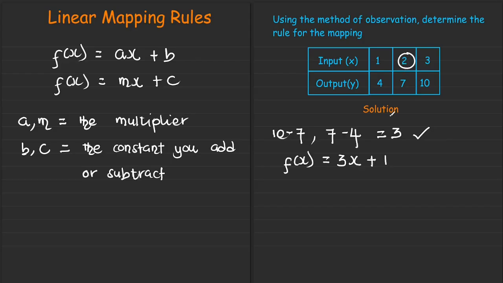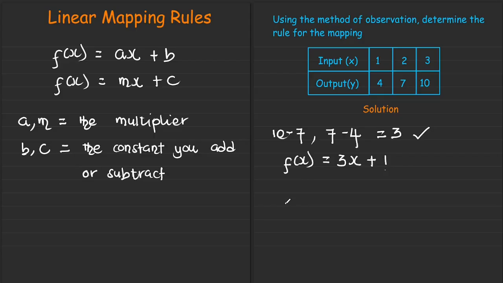So for 2, we have 2 times 3, that gives us a 6. 6 plus 1 also gives us a 7. Let's try for the last one. 3 times 3 gives us a 9. Then the 9 plus 1 gives us a 10. And with that, you realize that if we test for all the values, it works for our rule.